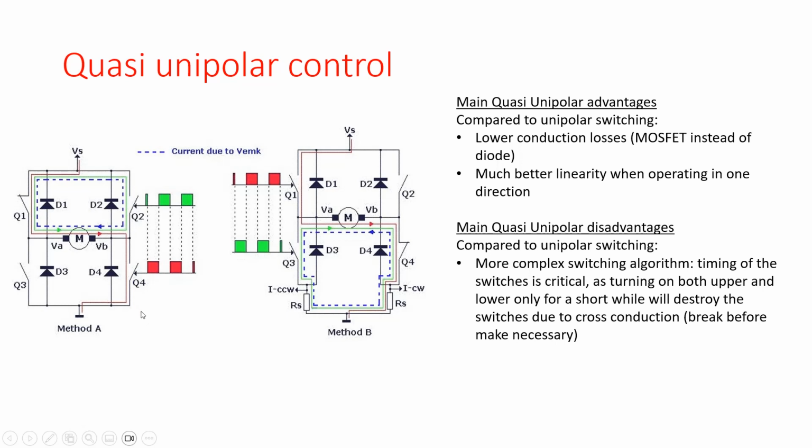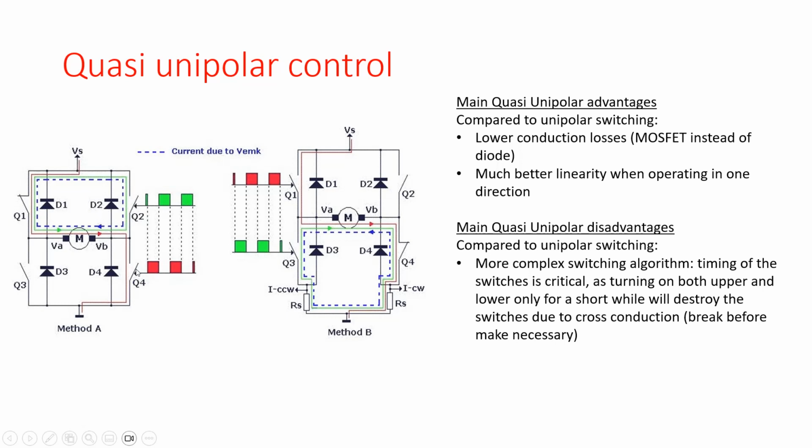So we have to make sure that we have a so-called break-before-make contact of these two MOSFETs. So before we put Q2 into conduction, we have to make sure that Q4 is not conducting anymore. And in that very small period, the current will flow through that diode D2 again.